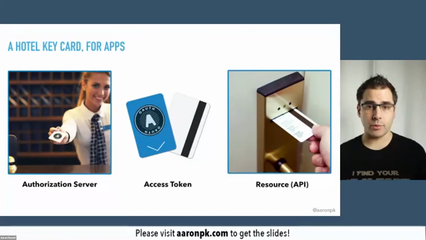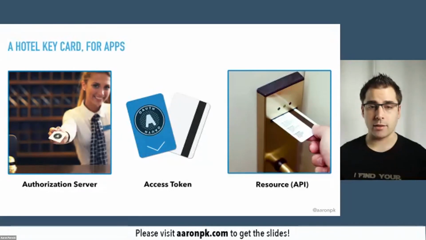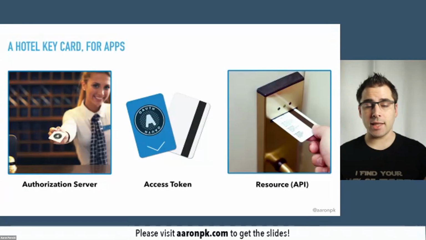Now, in order for this system to work, the key card doesn't actually need to represent you, a person. It just needs to represent that you have access to this door. So the door doesn't even care about who you are. The door just cares about whether this key card has access. So in OAuth terms, the person at the front desk is the authorization server, the key card is the access token, and the door is the API.